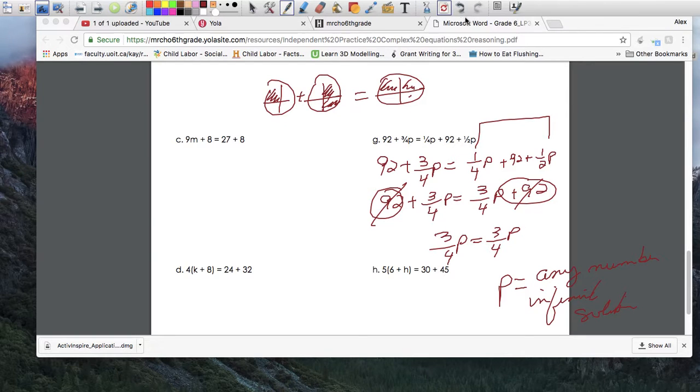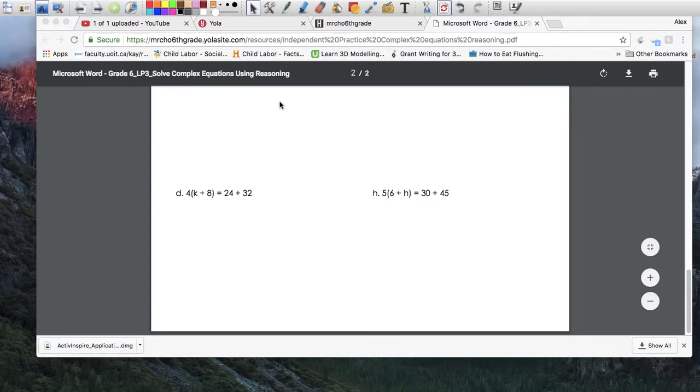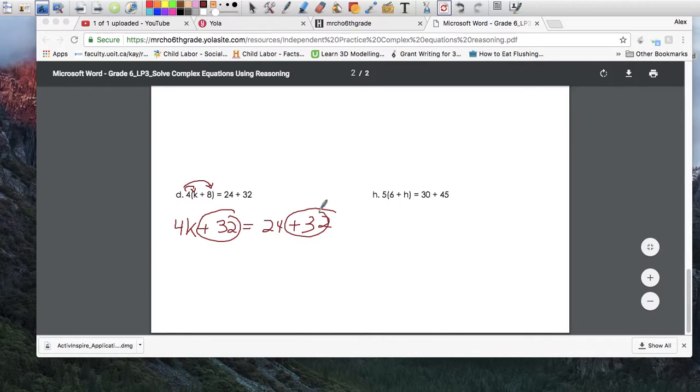I'll do one with the distributive property. Okay, so let's pick this one. I can't do anything in this format. I need to use the distributive property to remove the parentheses. So 4 times k, then 4 times 8. 4 times k is 4k plus 4 times 8 is 32 equals 24 plus 32. Notice I have something in common. Plus 32 and plus 32, they're both going to go out. I'm left with 4k equals 24.